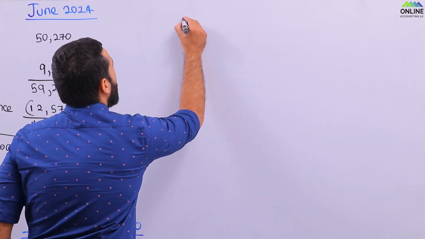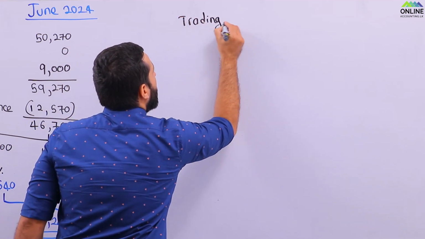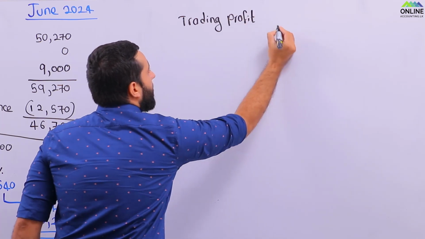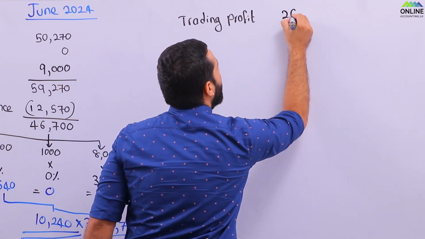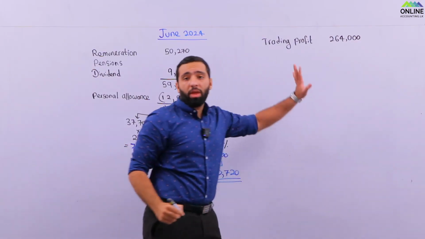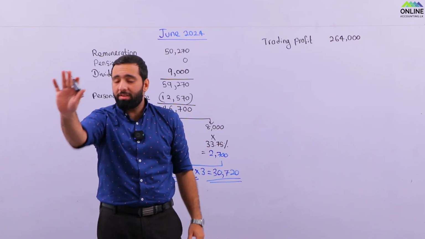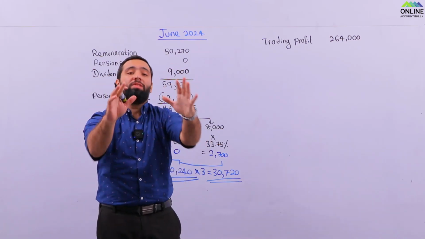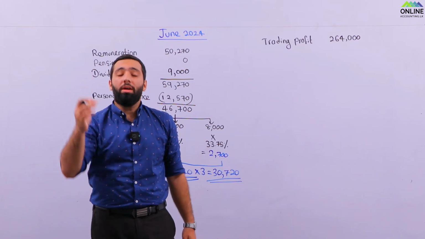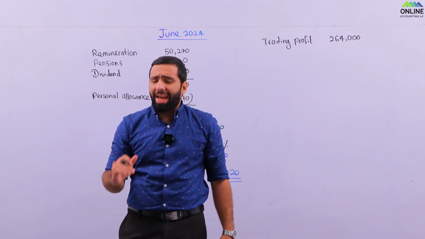264,000. Okay, so the trading profit is 264,000. 264,000 is your trading profit as given in the question. The question is in front of me. I hope the question is also in front of you, either in a physical document or on your computer, right? Okay.